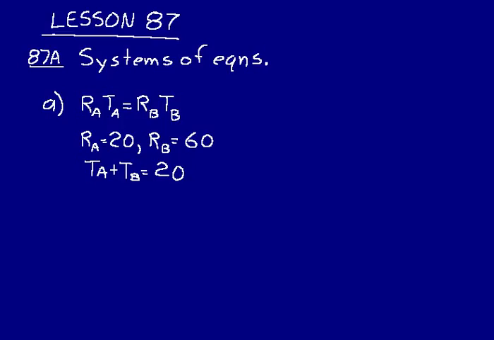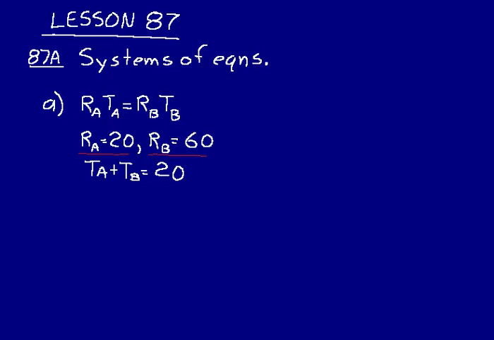So look at this system of equations. RATA equals RBTB. RA equals 20. So there's one value that we know. We know what RA is. RB equals 60. There's another value that we know. And then TA plus TB equals 20. Now we know the total of TA and TB, but we don't know what each individual one is. So that's what we'll be solving for, TA and TB.